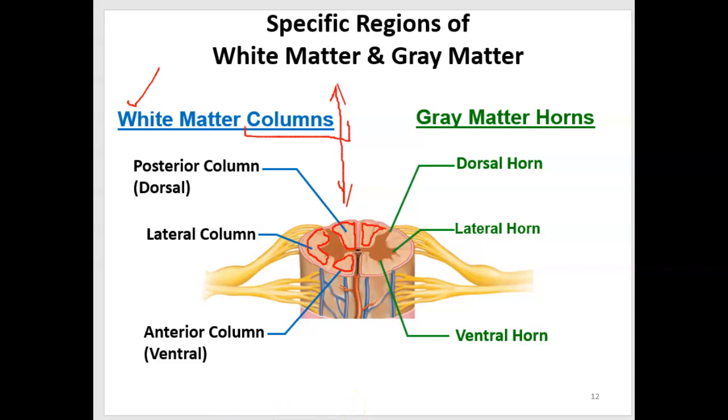Now gray matter is subdivided as well into different regions, but these are not called columns, they're called horns. So the narrow one that's dorsal is called the dorsal horn, and then there's a little bulge out here that's called the lateral horn, and then there's a bulge that comes anteriorly, and that's usually called the ventral horn instead of anterior and posterior.